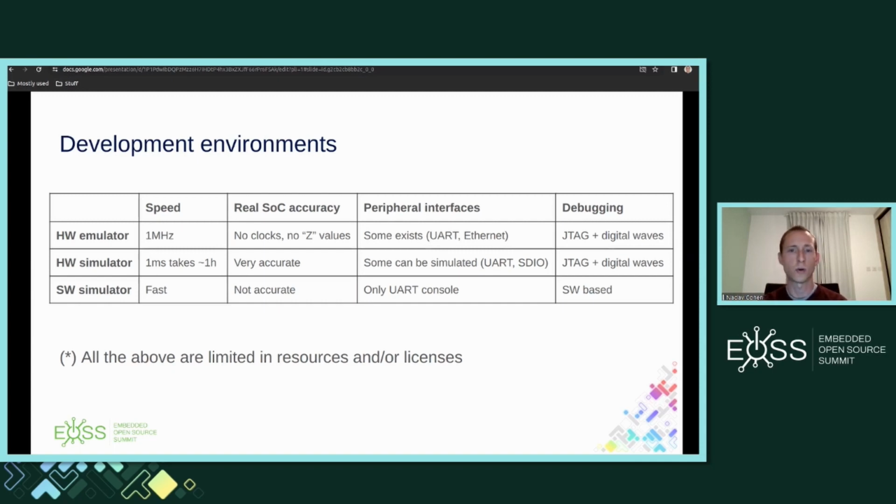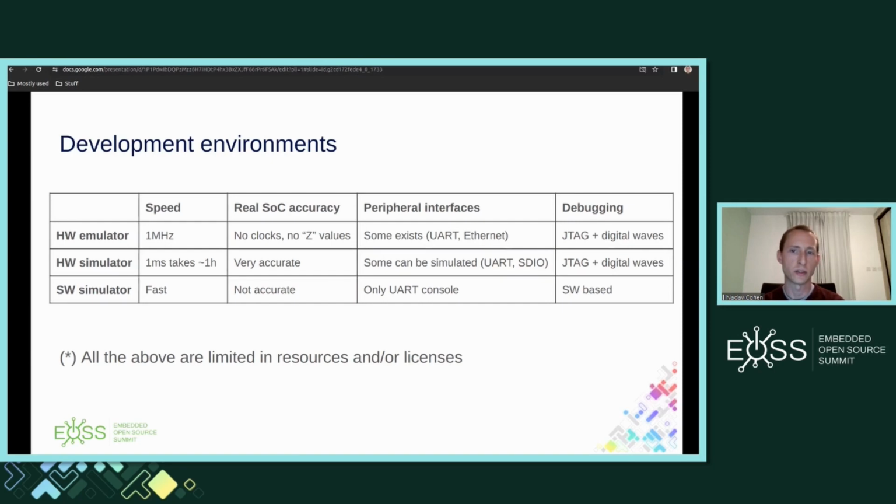Each has its own pros and cons. We had a hardware emulator, which is slower than the real SoC, but quicker than the hardware simulator. It supports some peripheral interfaces such as UART and Ethernet, unlike the pure software simulator. Its main disadvantage is that it is not fully emulating the real SoC, meaning that code that configures the clocks is not being tested, or since it's not sensitive to uninitialized Z values, it will not detect related bugs.